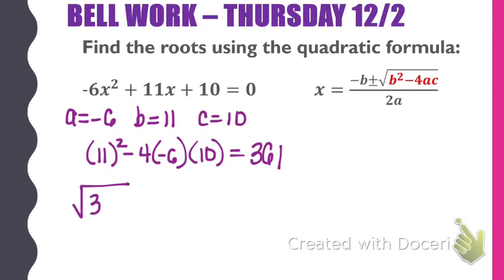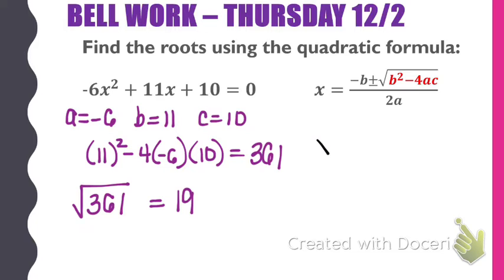And since it's positive, we can type that in our calculator. If it's negative, we can't. So take the square root of 361. And it is a perfect square, so you should not get a decimal. I think you get 19. Who got 19? Okay, so now let's do our quadratic formula.